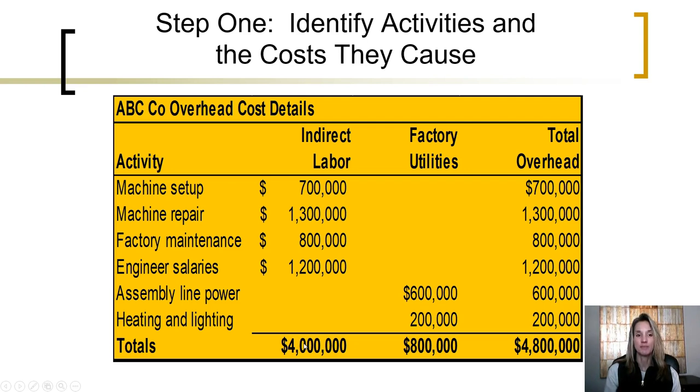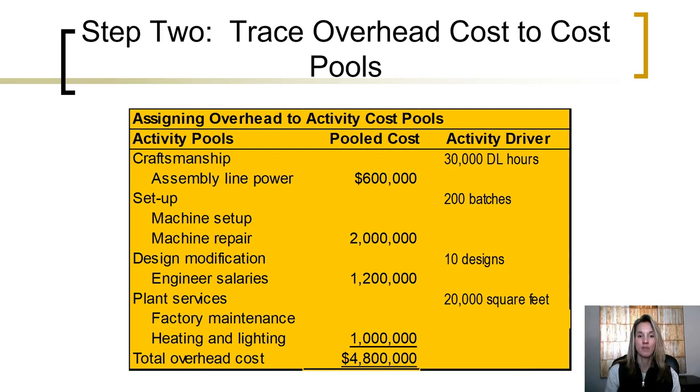Looking at an example, ABC has accumulated their total indirect cost. They have $4 million of indirect labor costs and $800,000 of factory utilities. Their total indirect costs to produce their products are $4.8 million. They took the total $4.8 million overhead costs and broke them out into these 4 different production activities. And for each of those production activities, they identified an activity that is driving those costs.